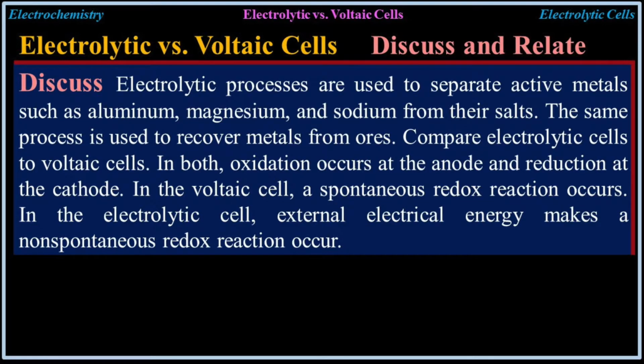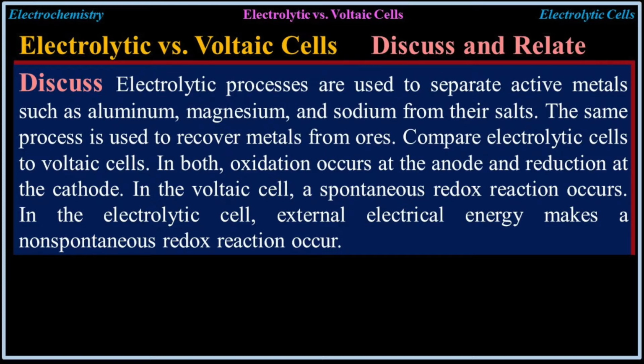Electrolytic processes are used to separate active metals such as aluminum, magnesium, and sodium from their salts. The same process is used to recover metals from ores. Compare electrolytic cells to voltaic cells. In both, oxidation occurs at the anode and reduction at the cathode. In the voltaic cell, a spontaneous redox reaction occurs. In the electrolytic cell, external electrical energy makes a non-spontaneous redox reaction occur.